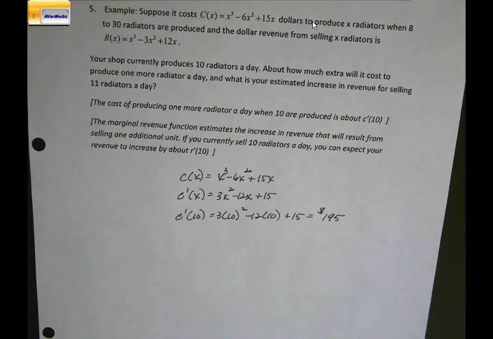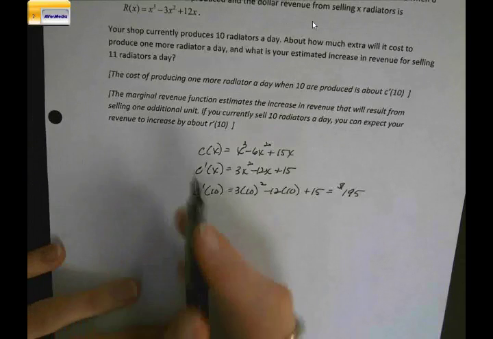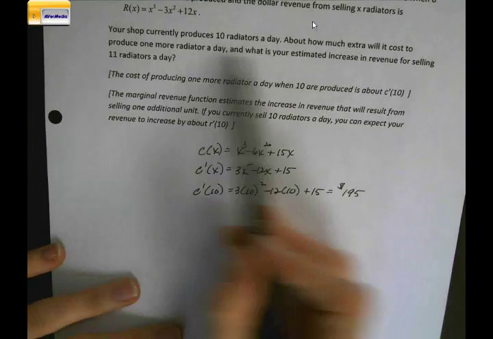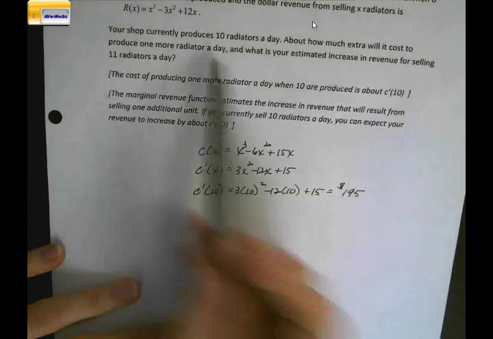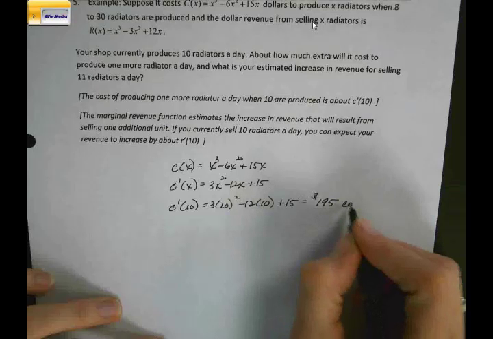That's your materials and your labor and the electricity for the air conditioning. I don't know what it is, but it costs them money to make radiators, and that's about how much it would cost them to make one more. Okay? So then it says that would be the extra cost of producing one more radiator.